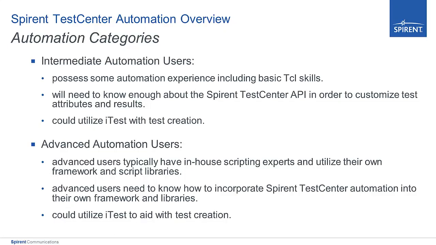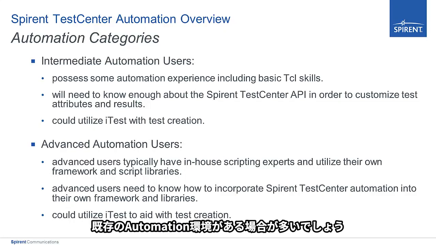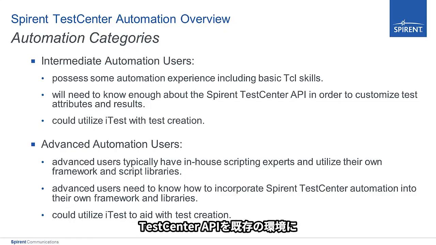You understand programming, however, it's not something that you do every single day, and programming is a skill that you must practice. Advanced automation users typically have in-house scripting experts and utilize their own framework and script libraries. They have teams of people that are coding every day. They are creating their own framework for test structures. These users will need to know how to incorporate Spirent TestCenter automation into their own framework and libraries.